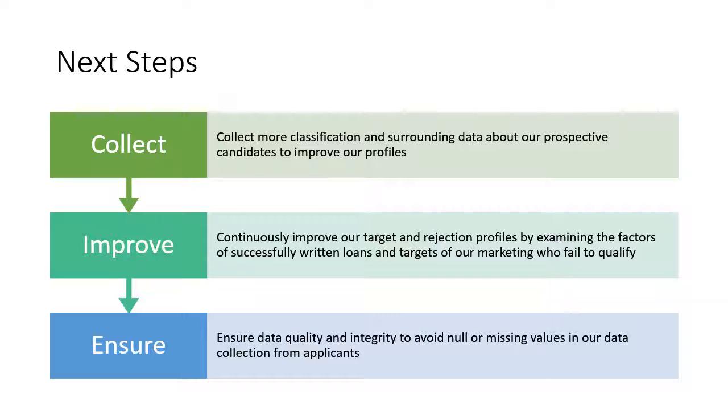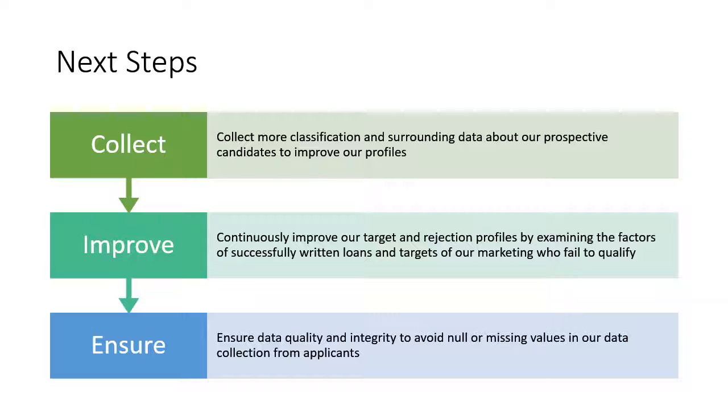We should continuously improve our target and rejection profiles by examining the factors of successfully written loans and the targets of our marketing who fail to qualify. By looking at those two factors, whether they end up successfully being written or get rejected from their loans, by examining the classification and surrounding data, that will allow us to better improve those two profiles, hopefully avoiding even having to use the rejection profile ideally, or at least having a strong rejection profile that will eliminate our false positives.